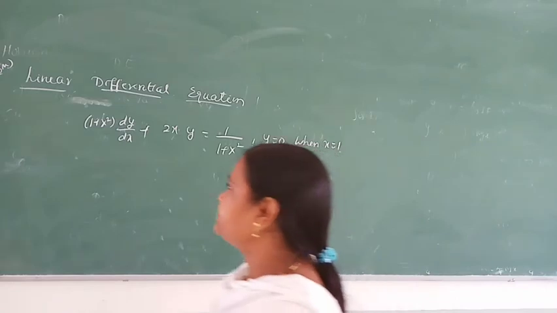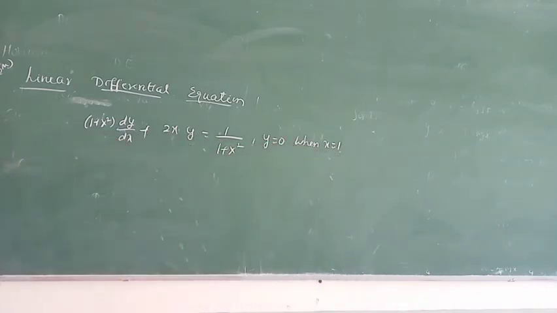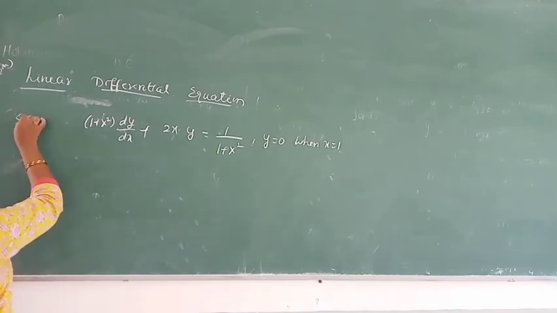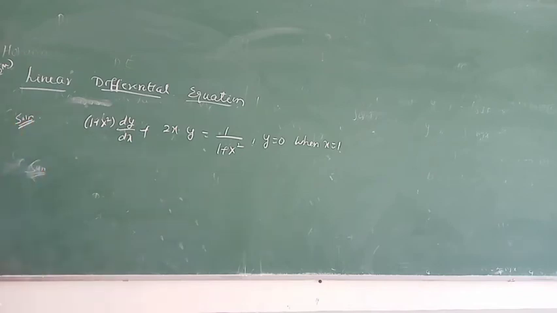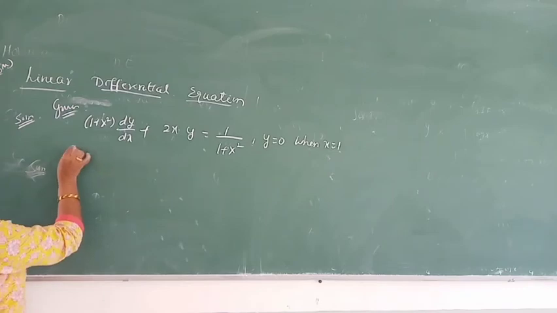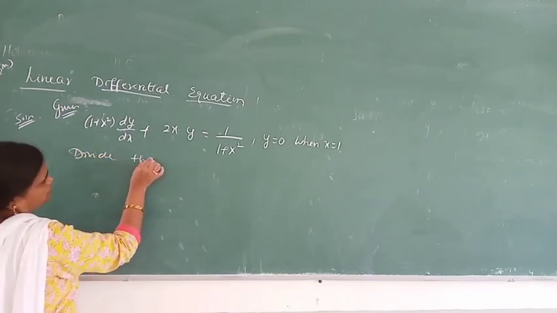The very first step is we have to convert it into the form dy/dx + Py = Q. For that, divide throughout by (1 + x squared).